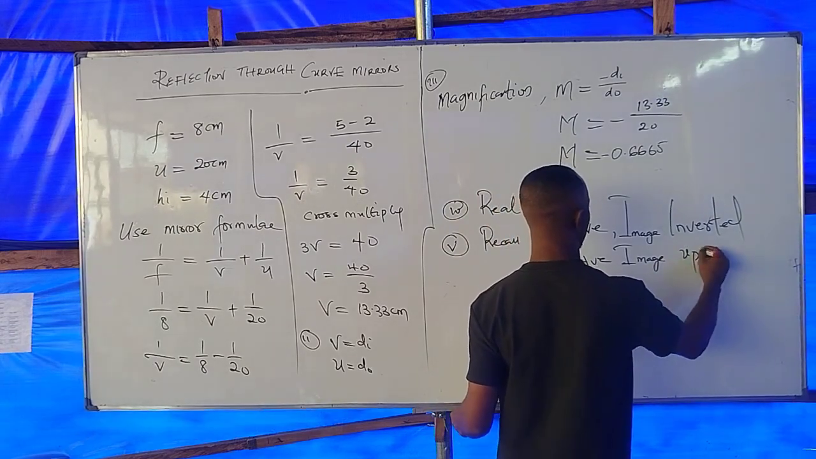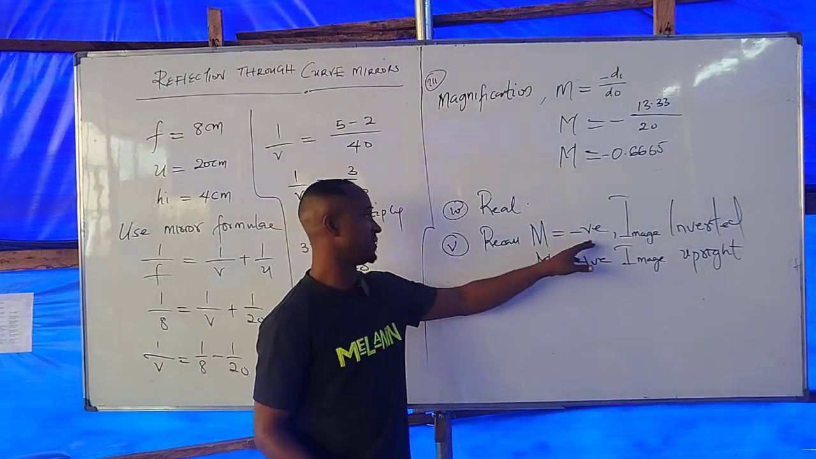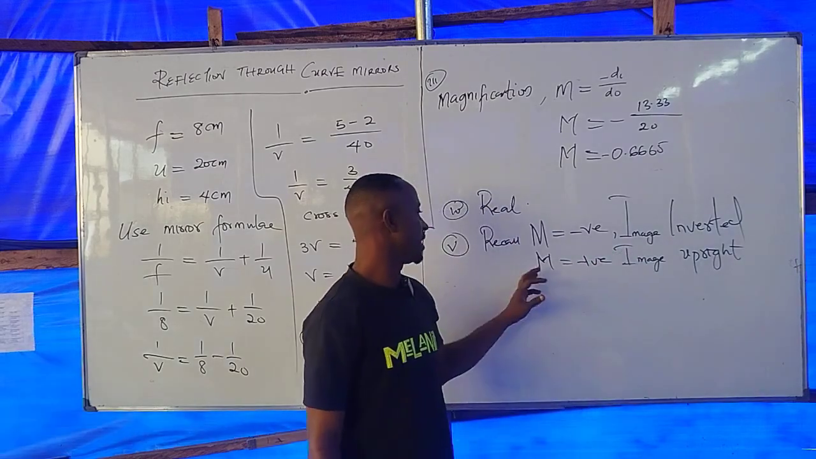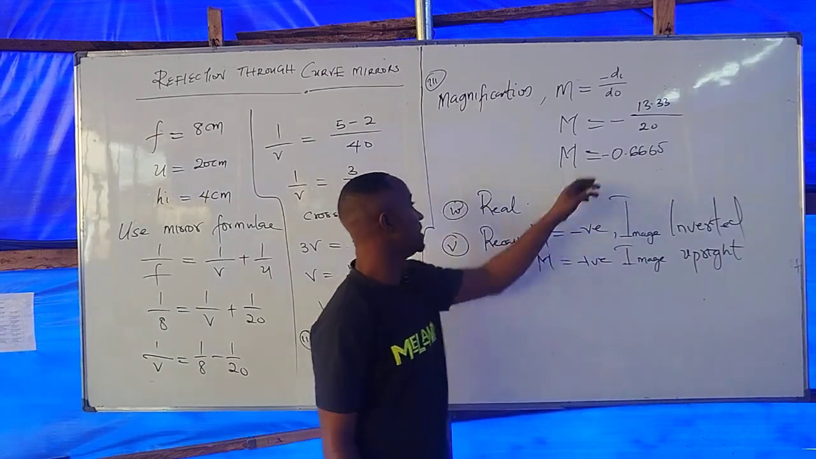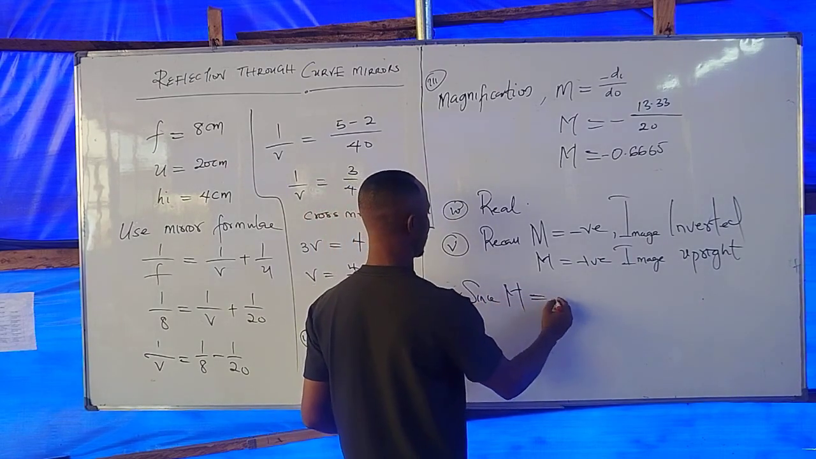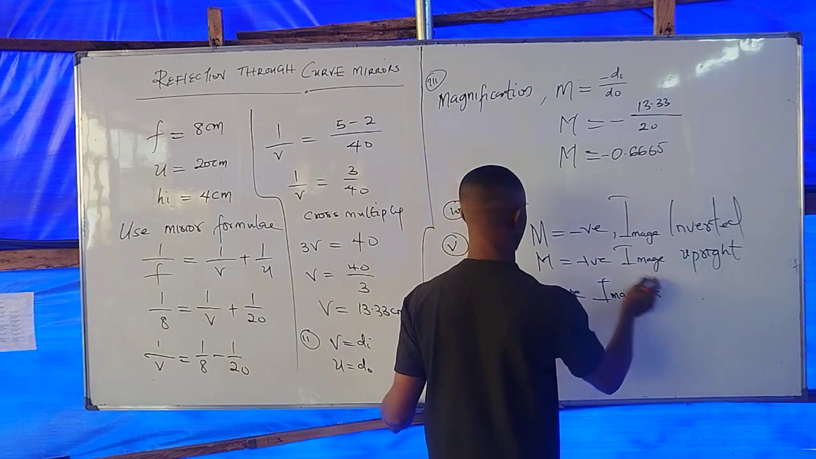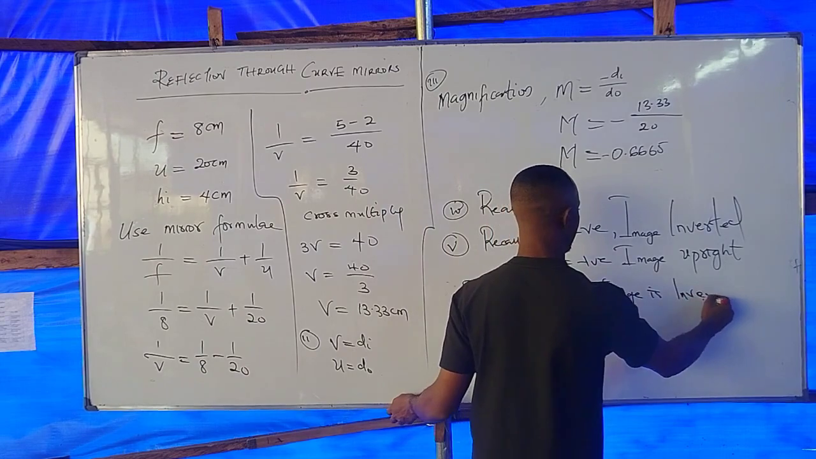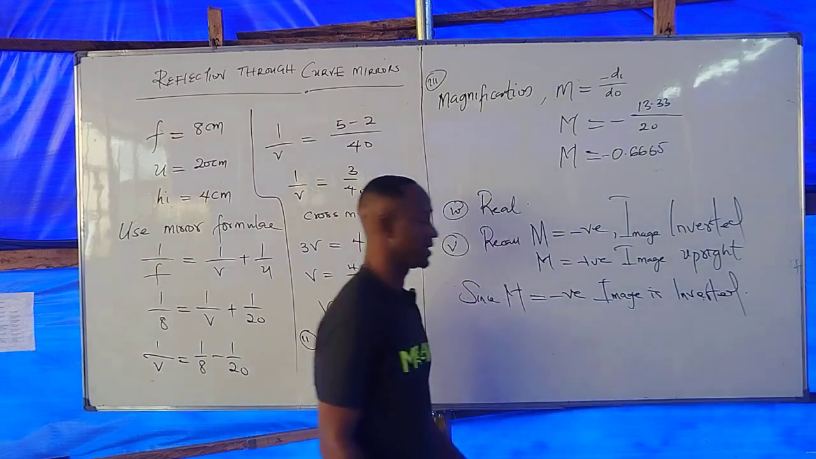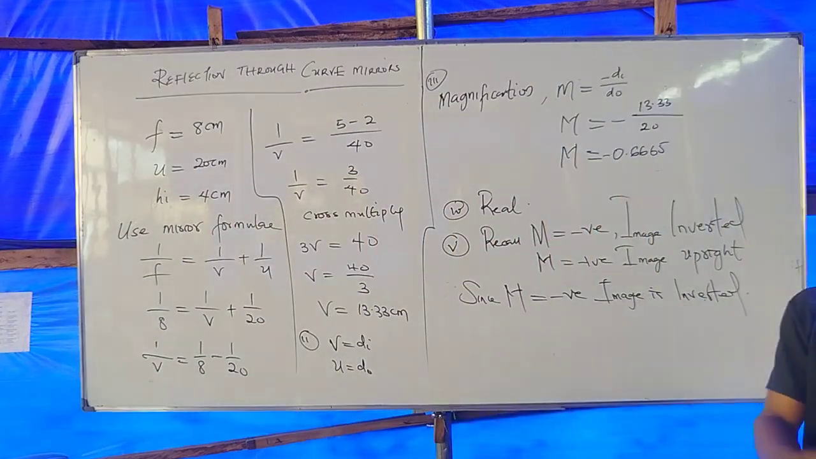Upright. Do you get the gist? When your M is negative, the image is inverted. When M is positive, the image is upright. So for this, our magnification is negative. That means the image is inverted. Please write. Listen, stop writing, pay attention.